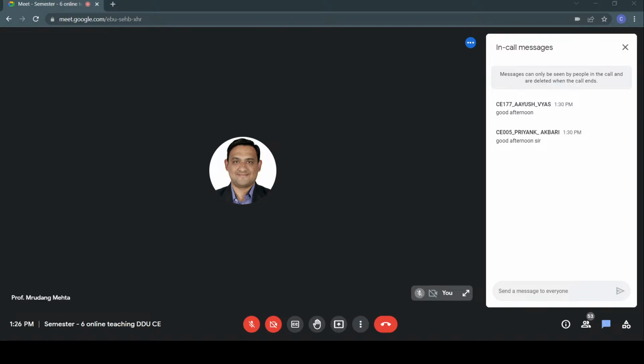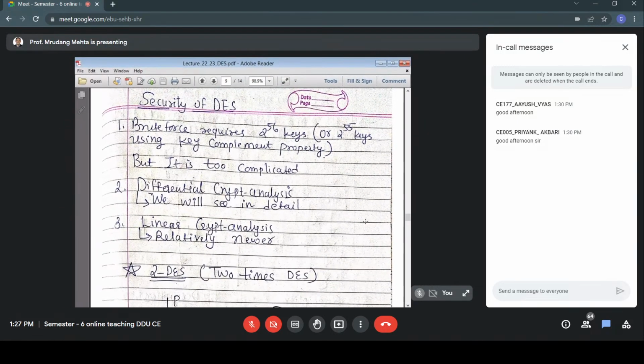So the last topic which I started was security of DES. Today I intend to finish security in DES and then start a new encryption method. So let us quickly finish this. This is comparatively very simple for you to understand.